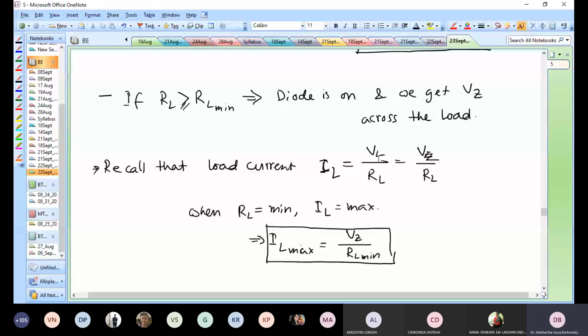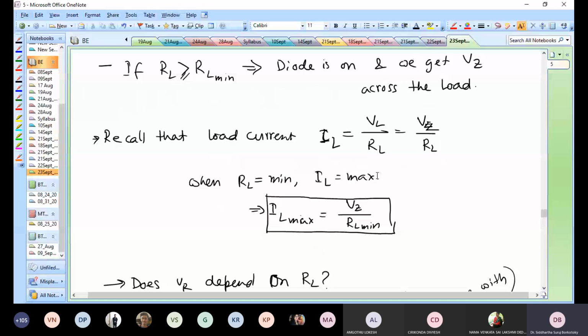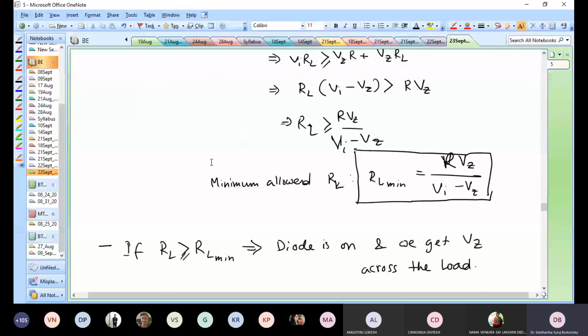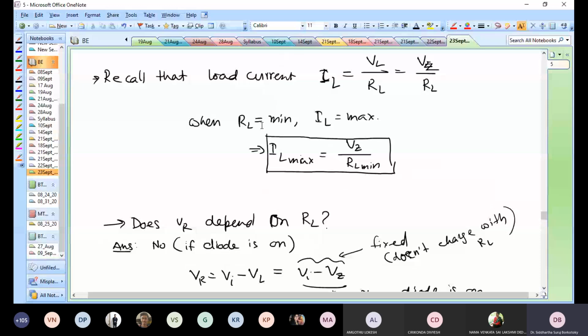The load current IL is equal to VL by RL. So what is VL? VL is VZ. The load voltage is just the Zener voltage, divided by RL. Now, when I'm using the minimum value of RL, I have the maximum value of IL, right? So the maximum IL I get is VZ by RL min.